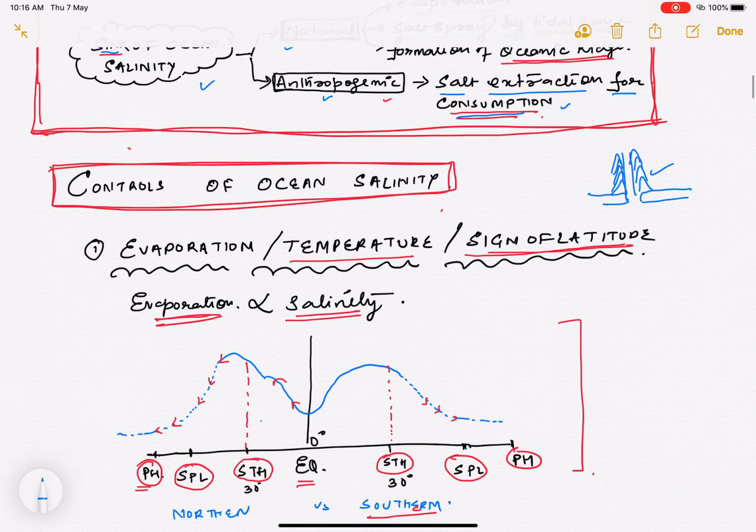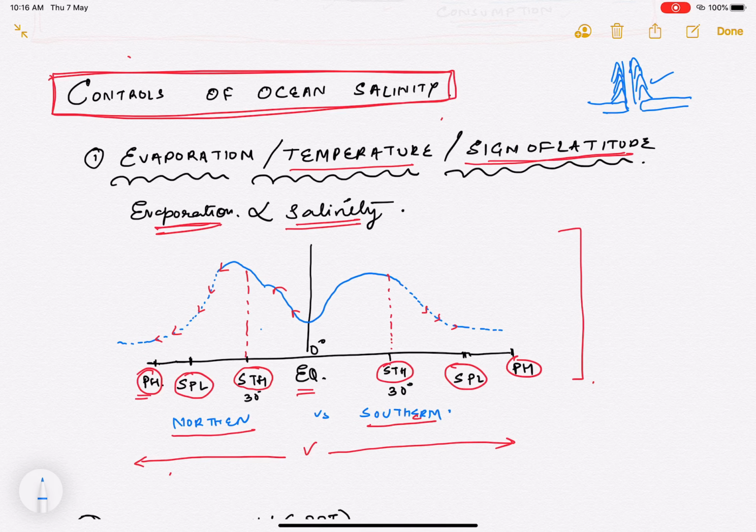Next, what are the controls of oceanic salinity? First and foremost, it's your evaporation, or your temperature, or your latitude. Remember that all these are the same. Rise in temperature means rise of the evaporation, and remember that evaporation is directly proportional to salinity. So is the temperature. Greater the temperature, greater is the salinity. Greater the evaporation, greater is your salinity.